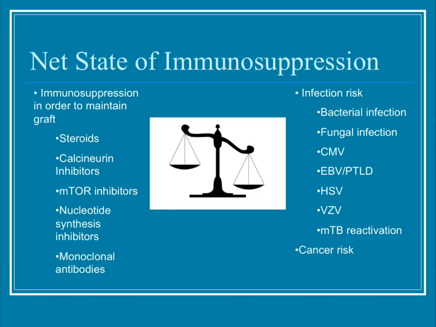In Transplant ID, we love this type of graphic: the net state of immunosuppression. On the left side, you have all the different drugs that help immunosuppress a patient: steroids, calcineurin inhibitors, mTOR inhibitors. But on the right, you have all these infections, from semi-normal ones all the way up to high-end ones like EBV and post-transplant lymphoproliferative disease.